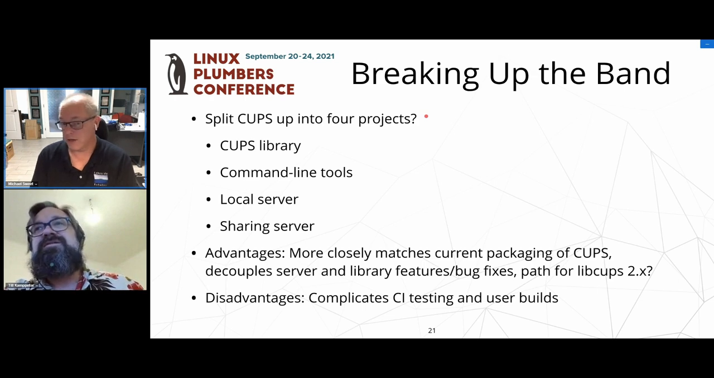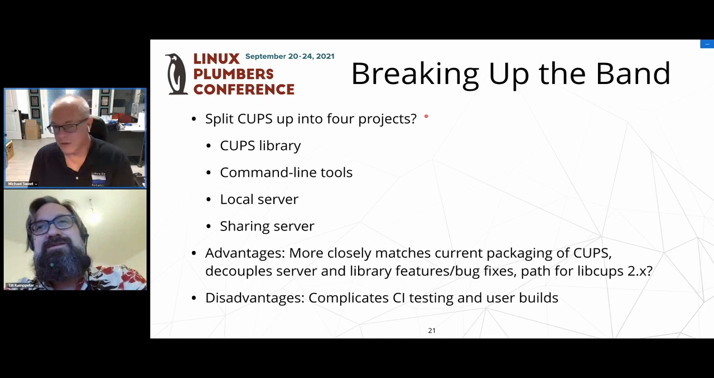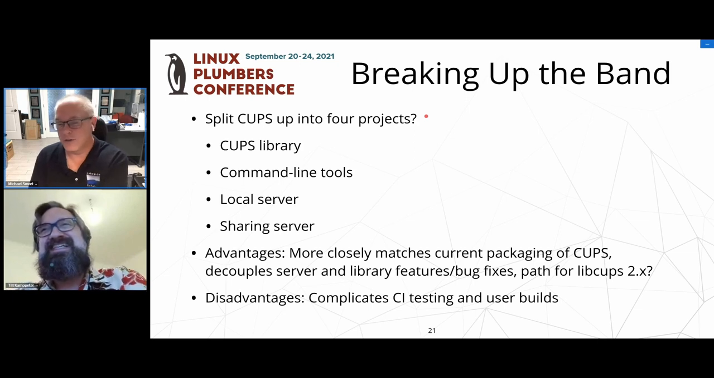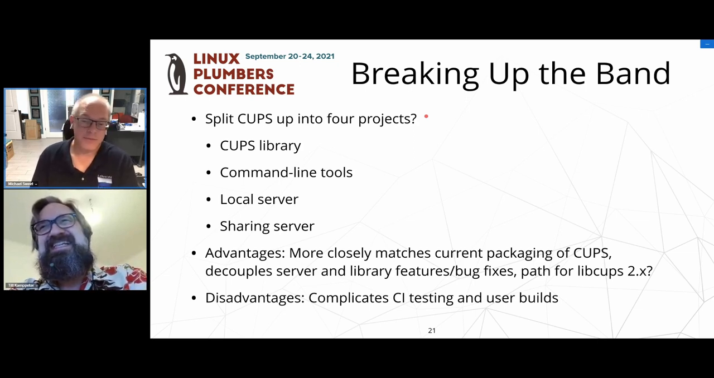But if we were to split the thing up, then we have this extra complexity for doing release management, for doing CI testing and user builds, because you have to build each of the components that it depends on in your whole GitHub action script and stuff like that. So those issues aren't insurmountable, but it just adds to the workload. Any thoughts, opinions?